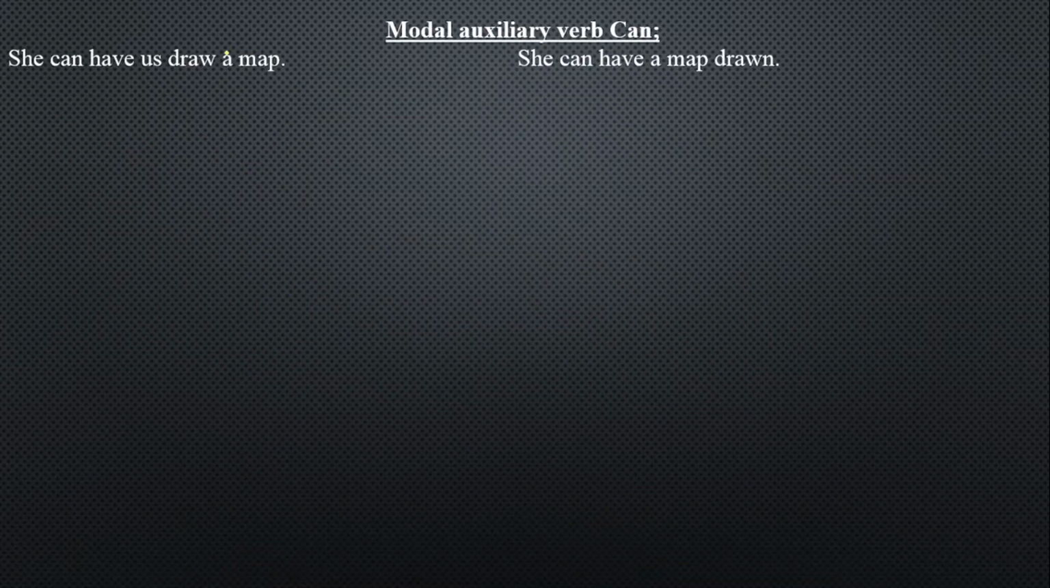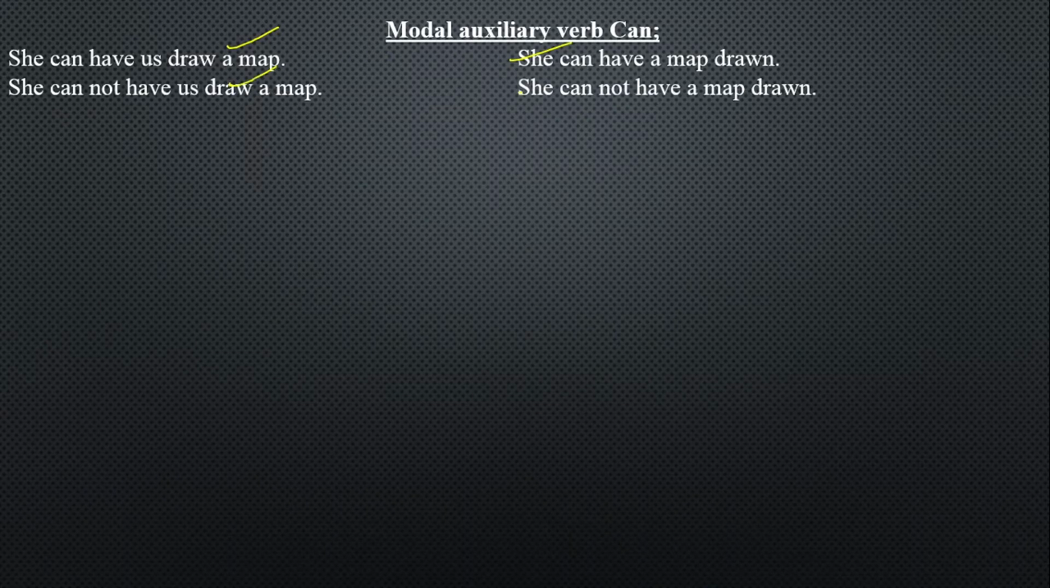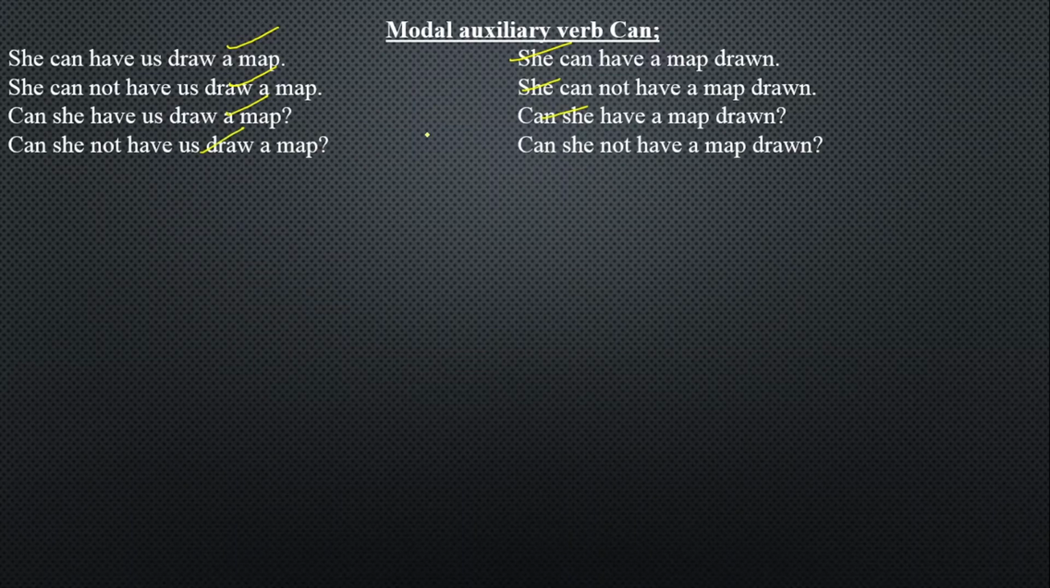Next is can. She can have us draw a map. She can have a map drawn. She cannot have us draw a map. She cannot have a map drawn. Can she have us draw a map? Can she have a map drawn? Can she not have us draw a map? Can she not have a map drawn? Can't she have us draw a map? Can't she have a map drawn?